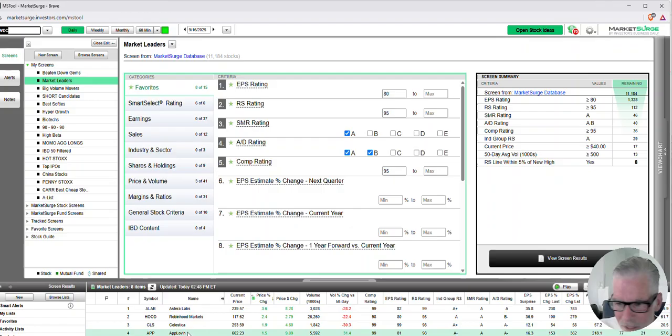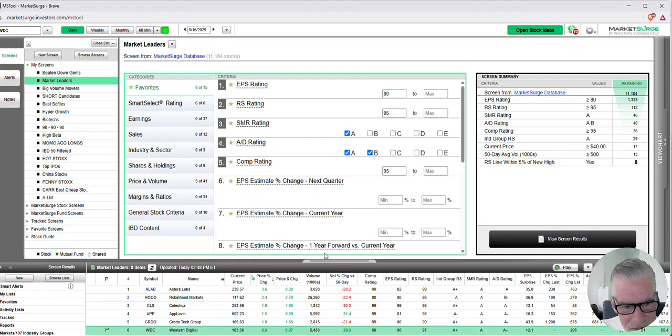Celestica's on there. AppLovin, that's a very good software name. Credo Tech is a software company as well. Western Digital. What else is in there?